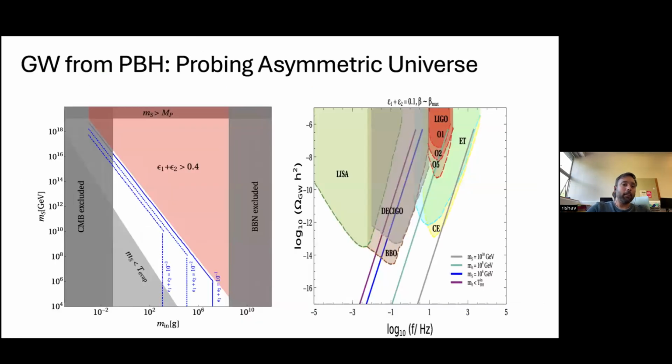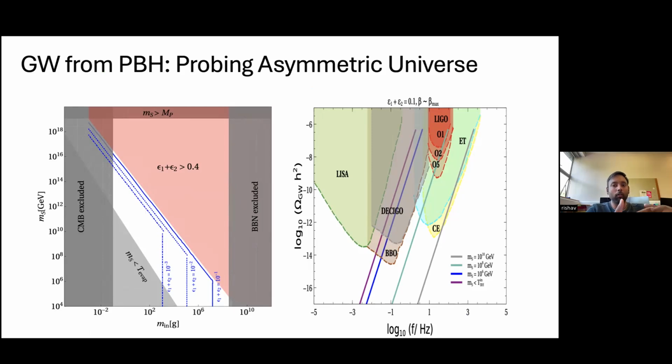So again, in the left plot, we show the parameter space in the mass of scalar MS versus MN plane. And we found that the maximum asymmetry that we can get in this model was of the order of 0.4. So it was not possible to get asymmetry which is larger than this. So this pink region is completely excluded. These different blue lines actually correspond to the correct baryon asymmetry of the universe.